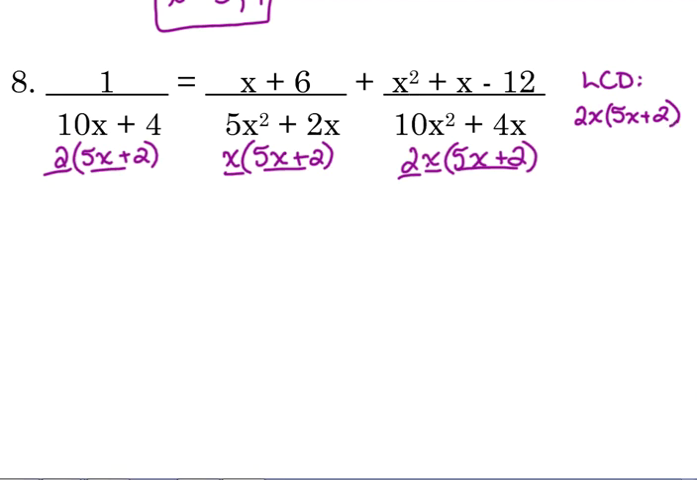If you're struggling with figuring out the LCD still, I would suggest looking at the biggest denominator, okay? The denominator that has the most stuff in it. So in this case, it would be the last one. Look at the other denominators from that one. Do they have anything that this one does not have, okay? So I've got a 2 here, an x, and a 5x plus 2. When I look at the other denominators, do they have anything that this one did not have? That one had a 2, 2's covered, the x is covered, the 5x plus 2 is covered. So we've covered all the bases. Okay, that might help if you're still struggling with that concept.